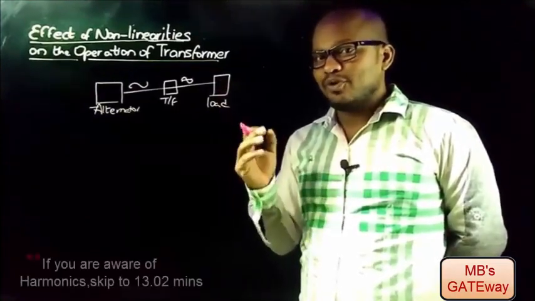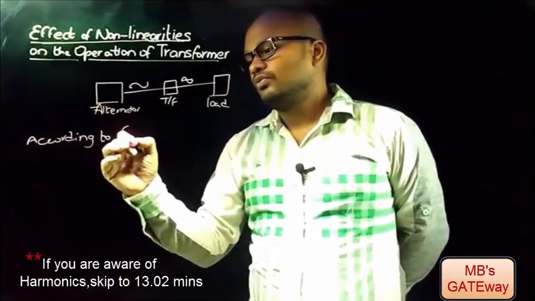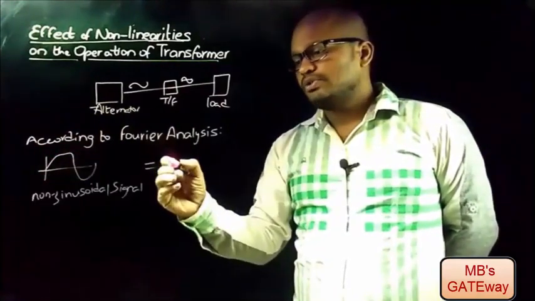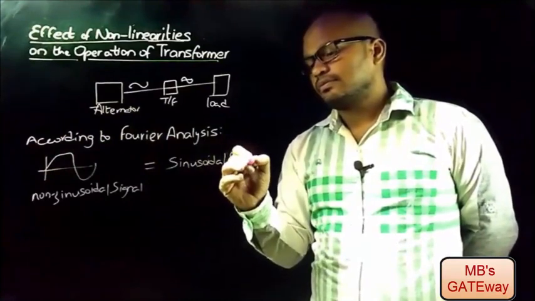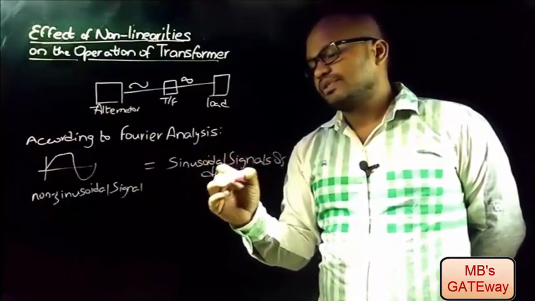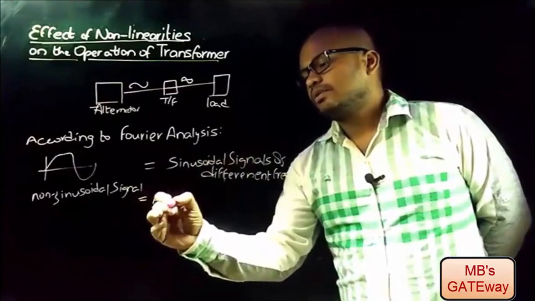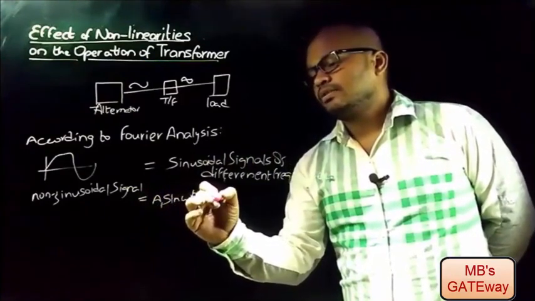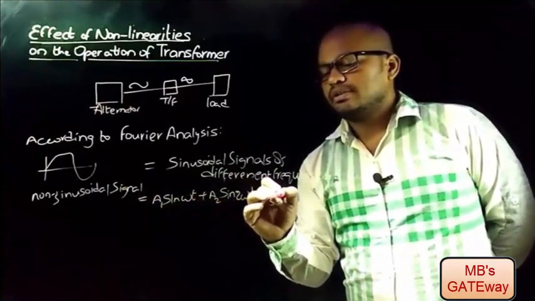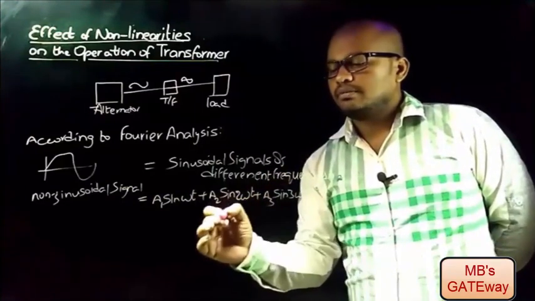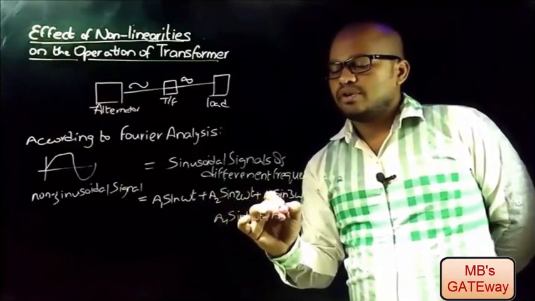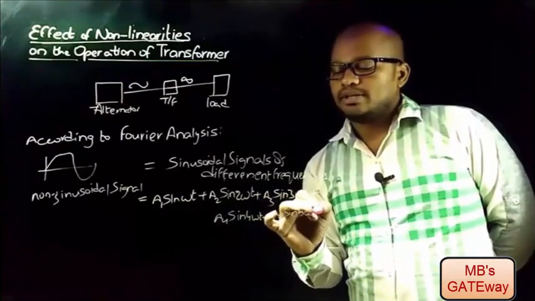Now, let's recall the concept of harmonics. According to Fourier analysis, any non-sinusoidal signal is the combination of sinusoidal signals of different frequencies, which is represented like this: A1 sine omega t, plus A2 sine 2 omega t, plus A3 sine 3 omega t, plus A4 sine 4 omega t, plus A5 sine 5 omega t, and so on.